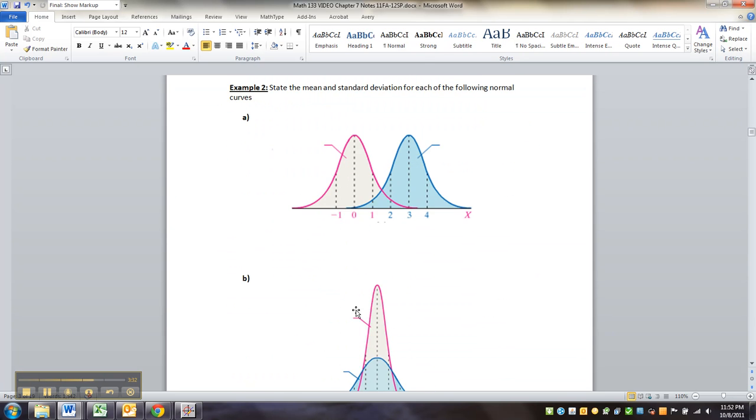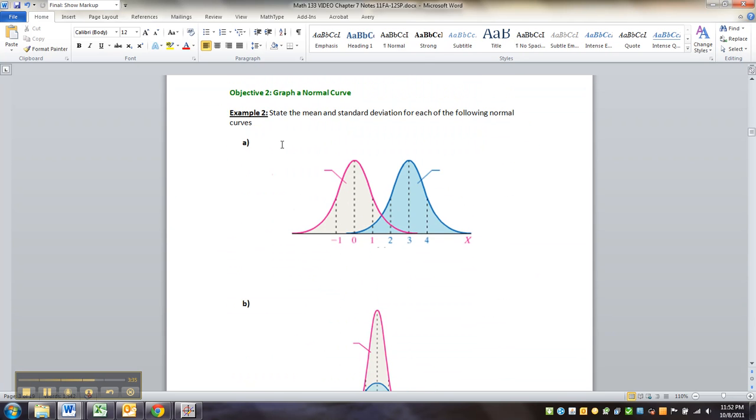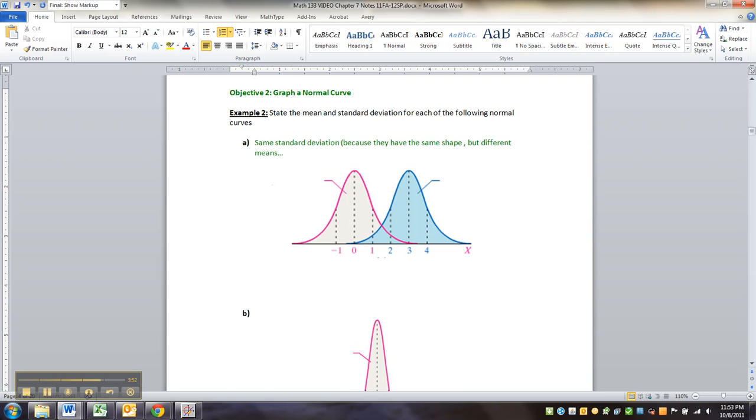All right, so let's look at these ones. These are two curves that have the same standard deviation but different means. You can tell they have the same standard deviation because they have the same shape, and by shape I mean skinniness, fatness. I don't know if those are real words, but bear with me. And then they have different means. You can tell that because the centers are at different places.